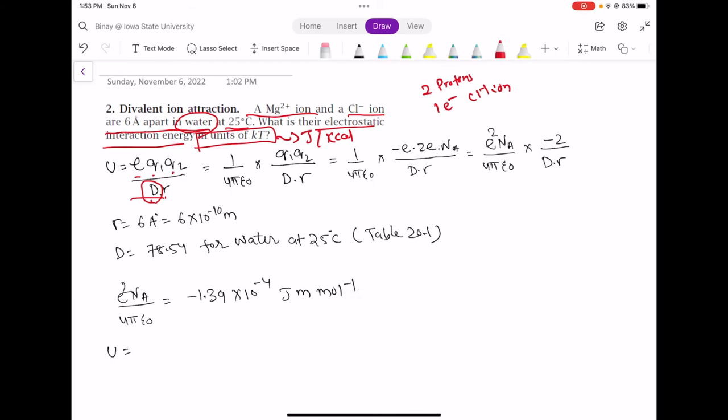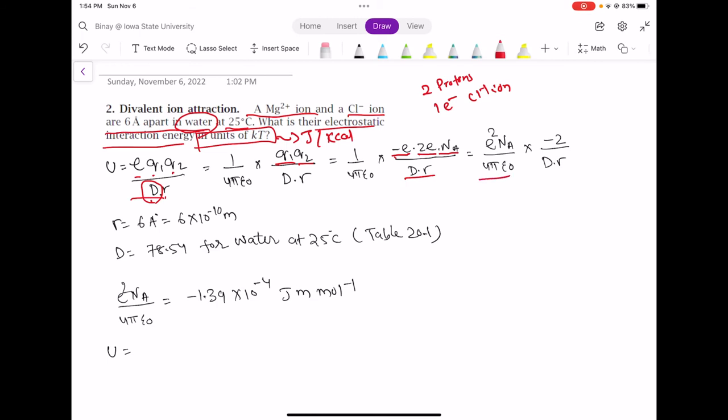over D into R. Q1 here is the charge of the electron, which is minus e. Q2 is the charge of two protons, so 2 into e, and we need an Avogadro number factor since we have to calculate in terms of mole, and D into R is the dielectric constant times r. If you rearrange, the whole thing is minus 2 e square Na over 4 pi epsilon D R.